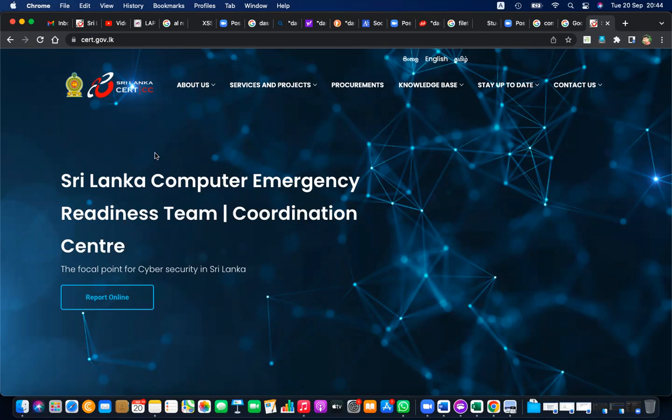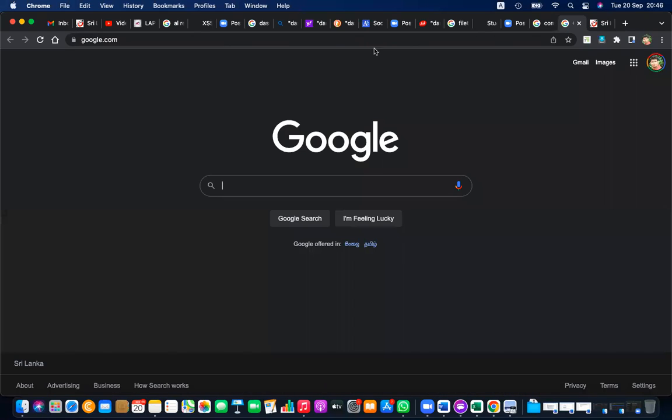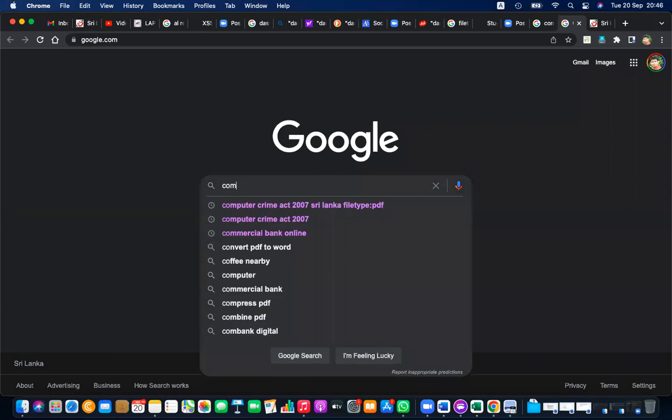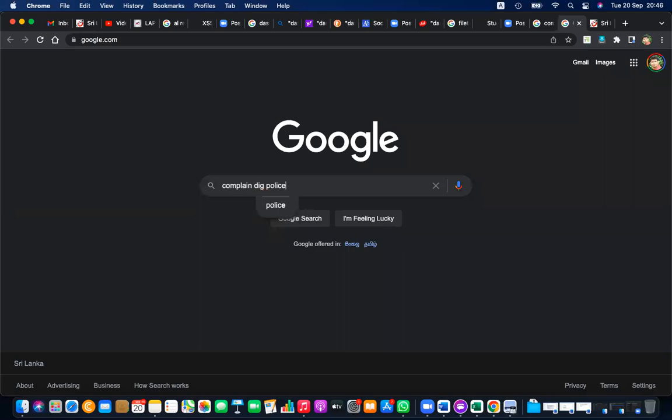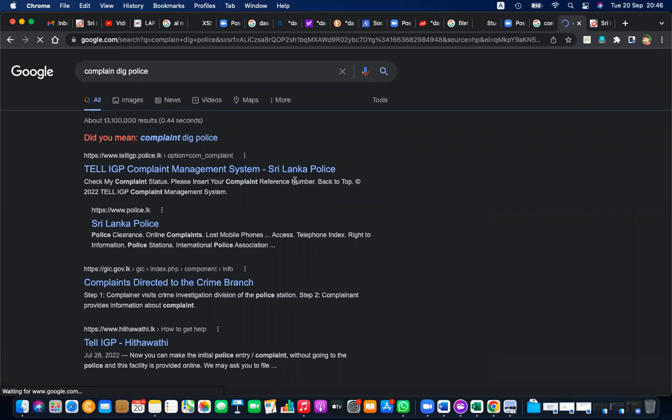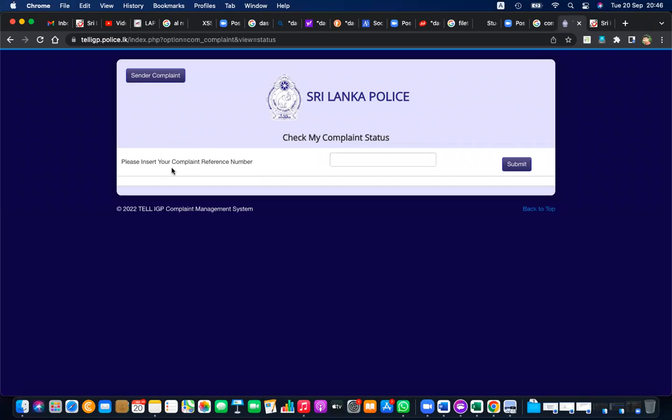Then what I did, I had no solution. I complained to the IGP. There is a link to do that. You can complain to the IGP, and at the same time I complained to SL CERT.